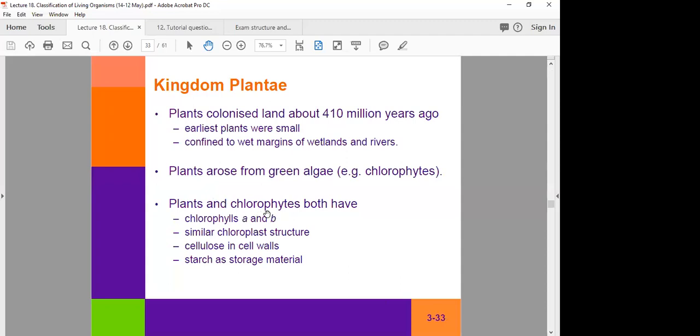One group is called the chlorophytes, and plants and chlorophytes both share certain characteristics. In particular, they've done a lot of DNA comparisons between the two, and they certainly share a lot of DNA sequences in their genes. They also have the same two major chlorophyll pigments called chlorophyll A and chlorophyll B. Their chloroplasts have very similar structure. They both have cellulose in their cell walls and both use starch as their storage material.